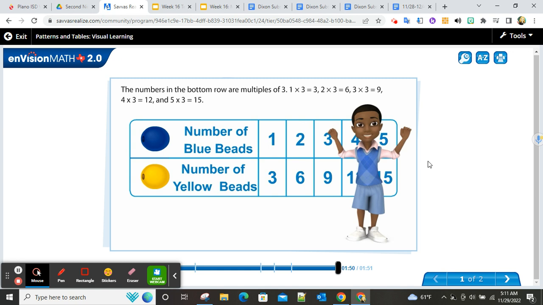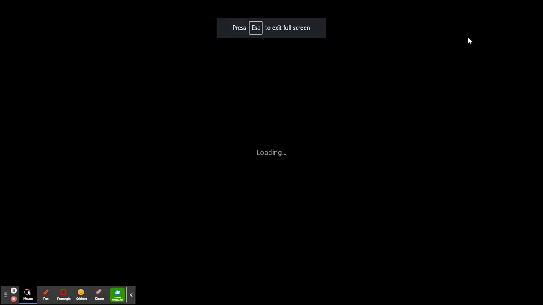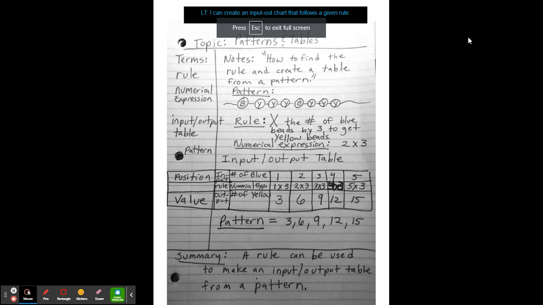Okay, so let's go back to our notes. If you haven't finished copying this, I would. It's always good to have a page in your notes that you can go back to help you when you're doing independent practice or review. So make sure that you've copied this into your notebook.